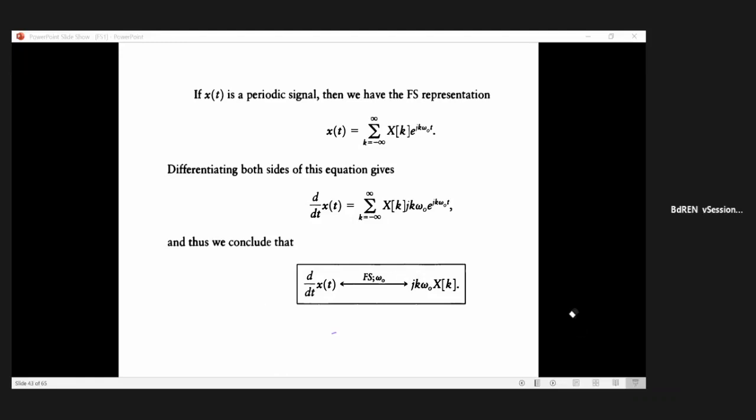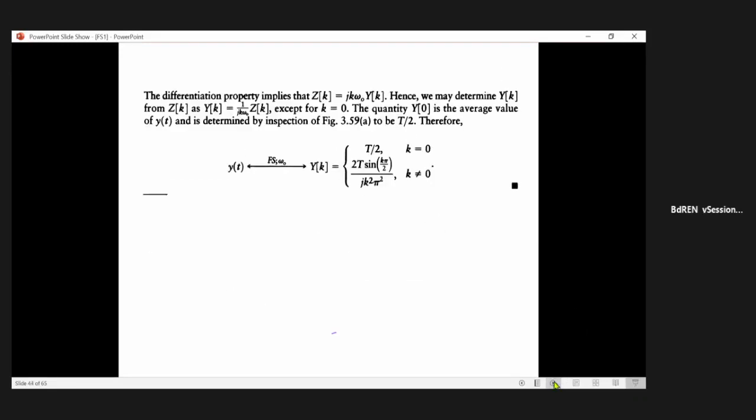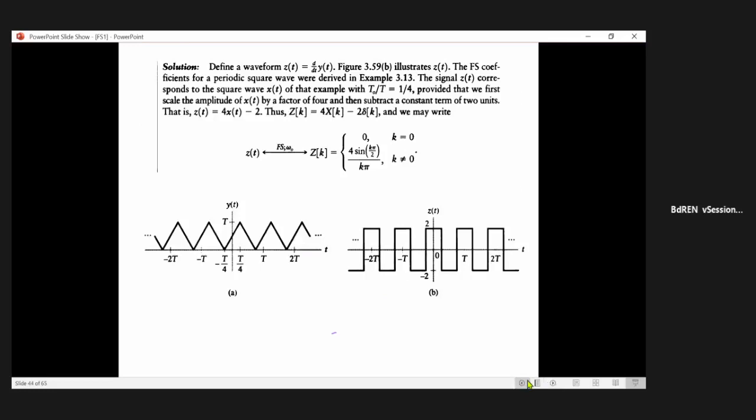The illustration is there. For example, say, and you have to solve it on your own. I am giving some hints only. Look, if we have a signal, their signal is this.